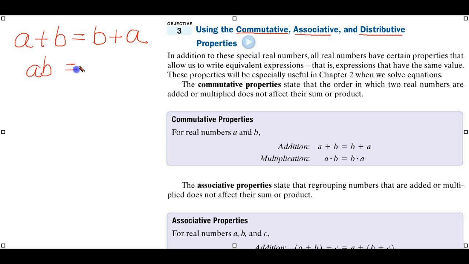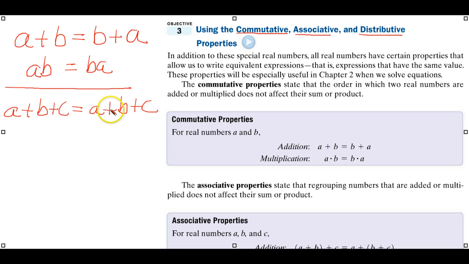AB equals BA. So, commutative property, just switch the order around. Now, for the associative, we have A plus B plus C equals A plus B plus C. And we know those are just identities. But for the associative property now, we're saying we could group A and B together and then add C, or we can group B and C together and then add A.